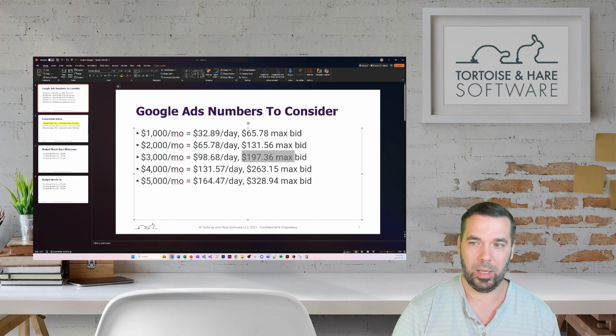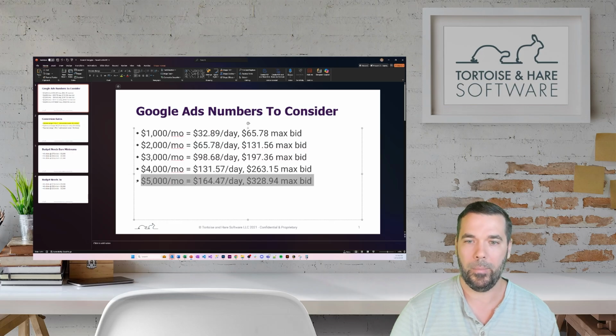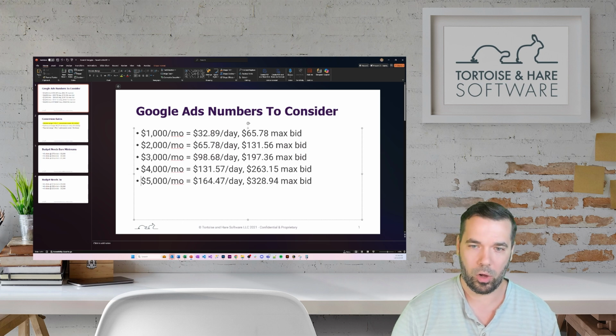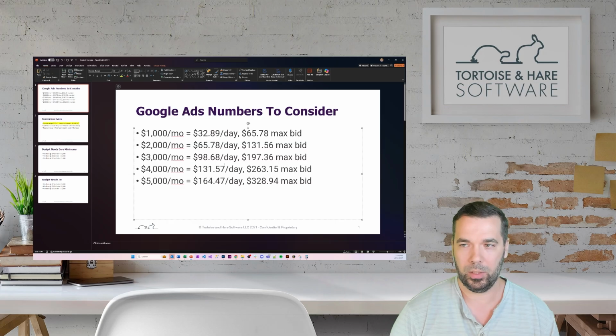I see clicks sometimes as high as $200, and at that, a $3,000 a month budget is not even able to hit that bid price on a max bid, and you can only get about one of those clicks on a $5,000 a month budget. That said, that's a high range competitive bid. Not all auctions are going to be like that.